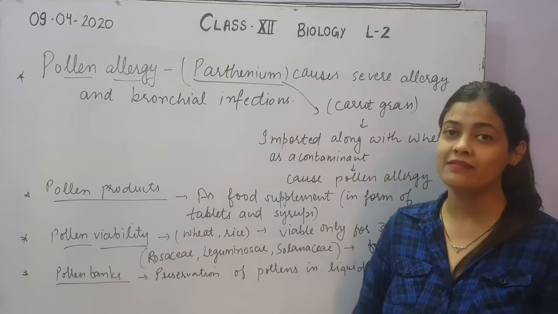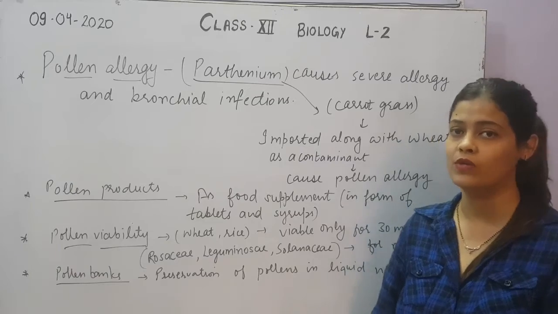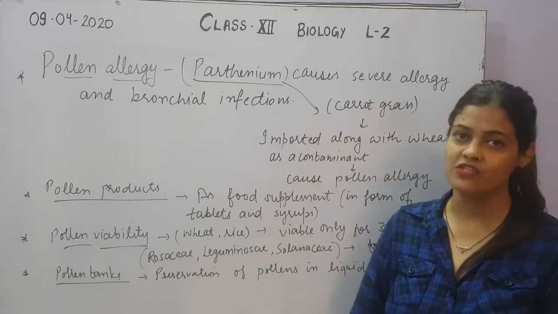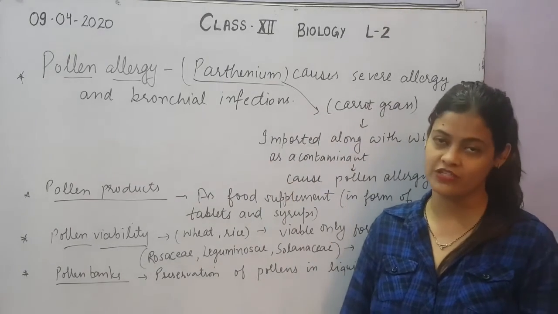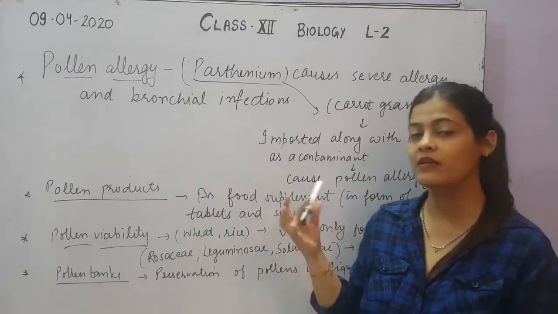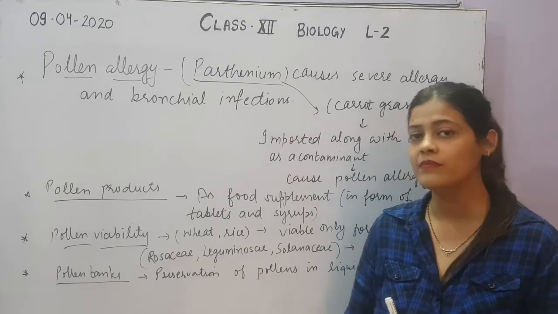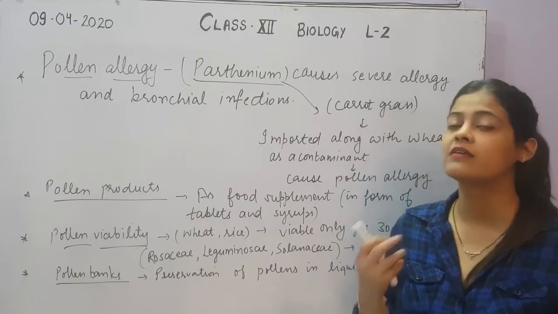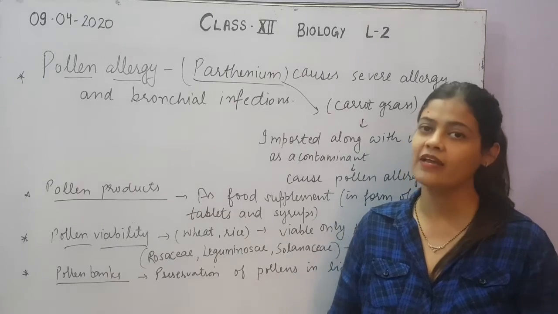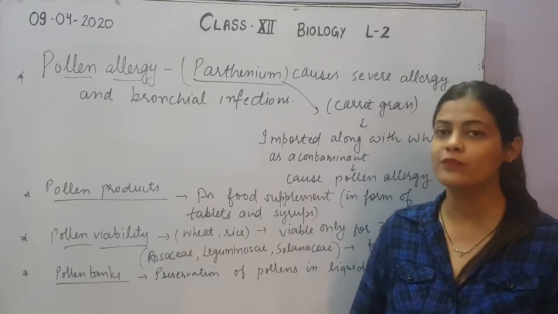This Parthenium causes pollen allergy because it is now widely spread in India. Due to this pollen allergy, it can cause severe allergy and bronchial infections. It can even cause asthma because the pollen grains from this species enter into our respiratory system and stick to the surface of our trachea or bronchi and cause bronchial infections and allergy, which may even cause asthma.